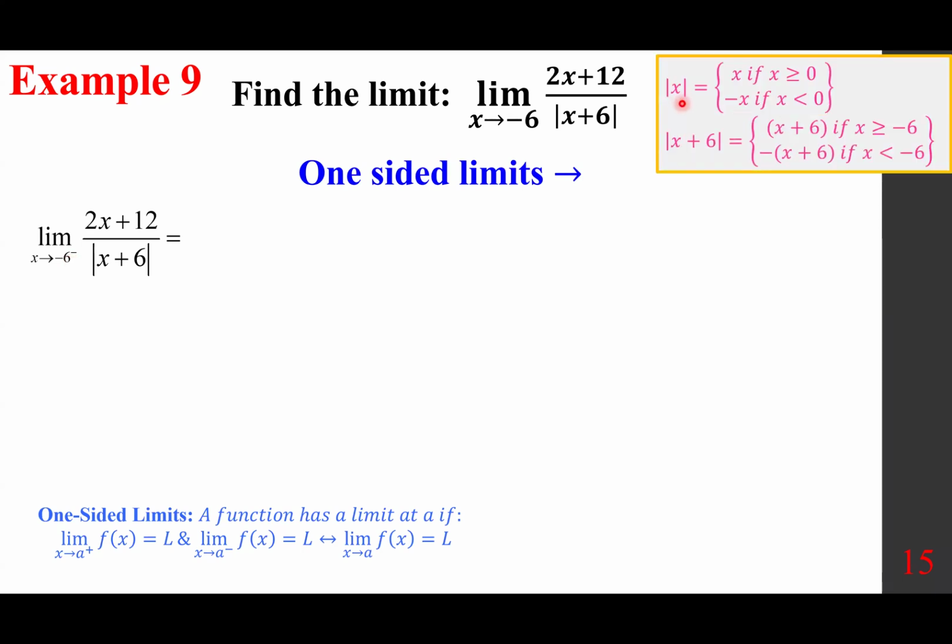The absolute value of x by definition is x if x is larger than or equal to 0, and it's negative x if x is less than 0. Please understand this doesn't mean a negative value. This means the opposite of x. Therefore, the absolute value of x plus 6 is the same as x plus 6 if x is larger than or equal to negative 6, and it's negative of that, minus the parentheses x plus 6, if x is less than negative 6.